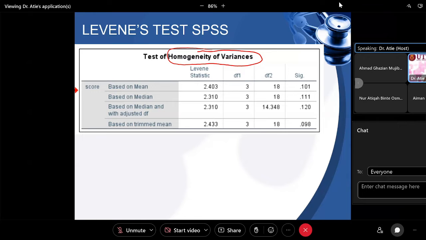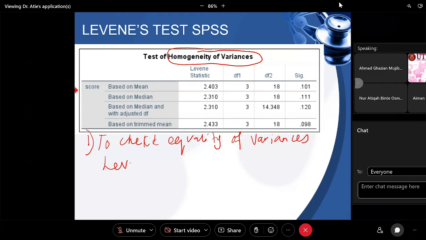Right, so in this case, we do the first step. The first step is to check the equality of variance, right? So we need to use the Levene test. So that's the first step that you need to do, right?